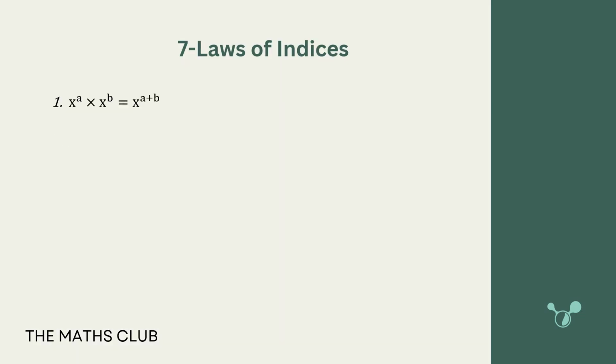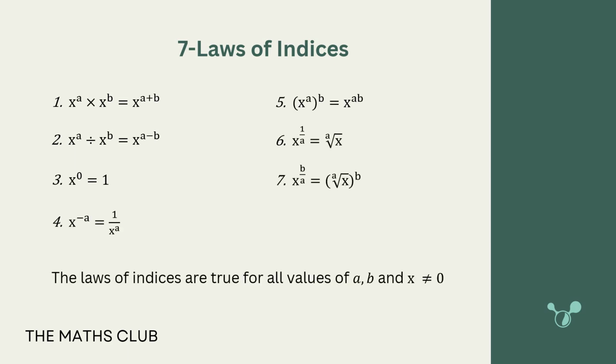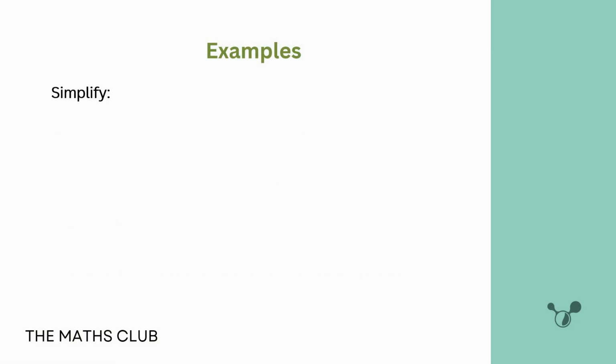So this is a reminder of the 7 laws that we discussed in the previous video. And we said finally that the laws of indices are true for all values of a and b, and x is not equal to 0. Right, so all of these things hold given this condition. So let's look at the first example.